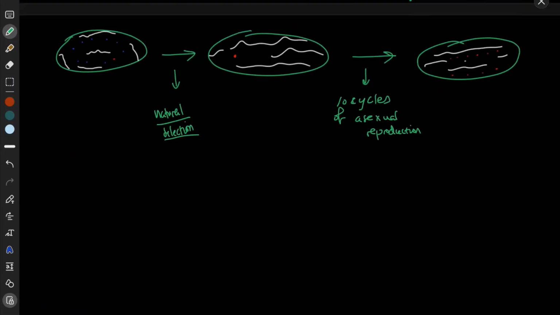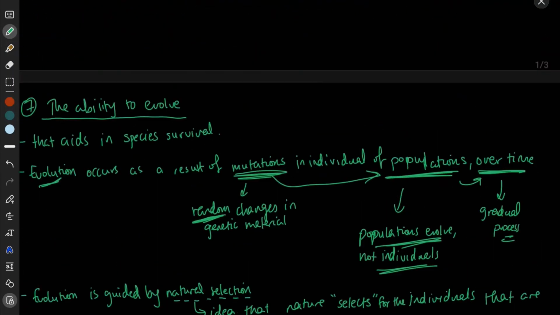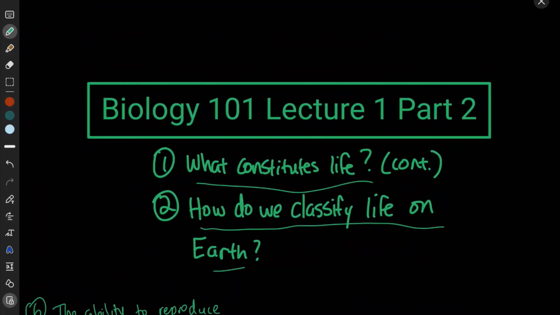Okay, so that was it. So now we've answered, using what we learned in part 1 of lecture 1, right? We discussed those 5 characteristics, and then we finished off by discussing the remaining 3 characteristics. So now we have a better idea as to what constitutes life. We've talked about all the 8 different characteristics that an entity has to have in order for it to be considered living. So we discussed what constitutes life. Now let's discuss how we classify life on Earth, right?